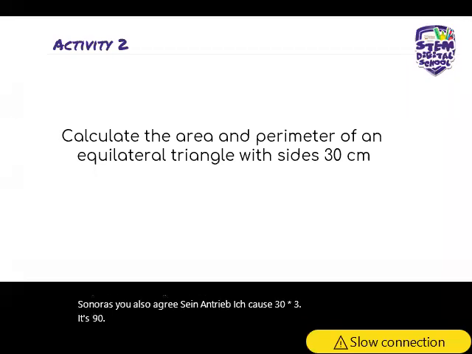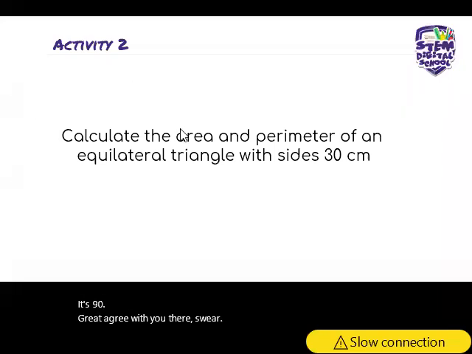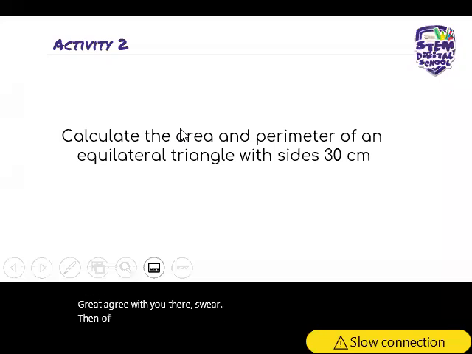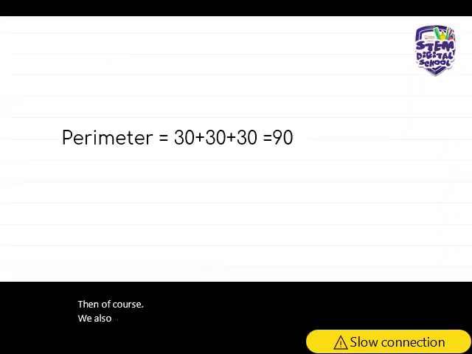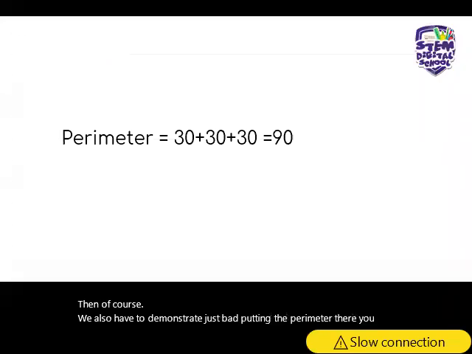Okay, great. I agree with you there as well. And then, of course, we also have to demonstrate just by putting the perimeter there, you can just simply add the 3.